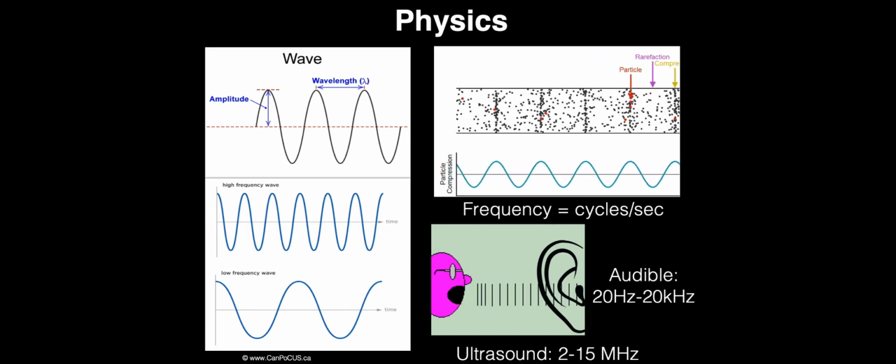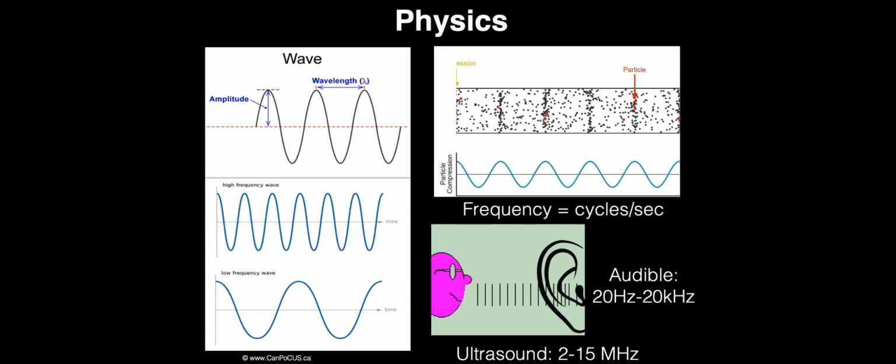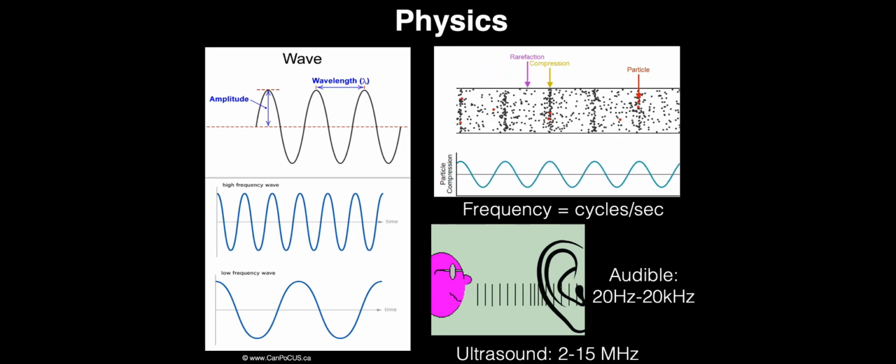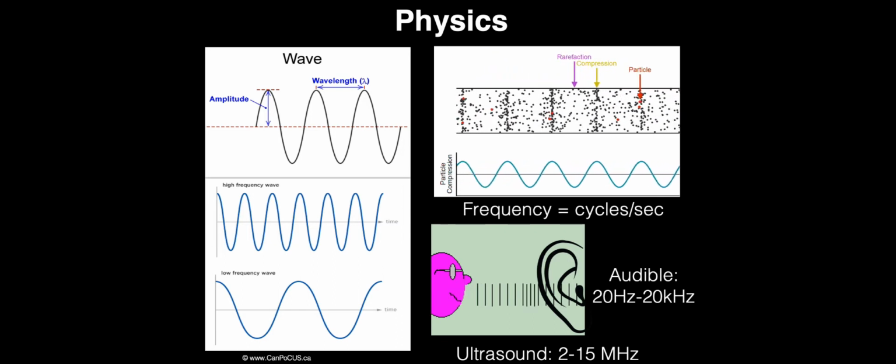The frequency of the sound wave is measured in cycles per second. Audible sound has a frequency of between 20 Hz and 20 kHz. Middle C has a frequency of 261 Hz.